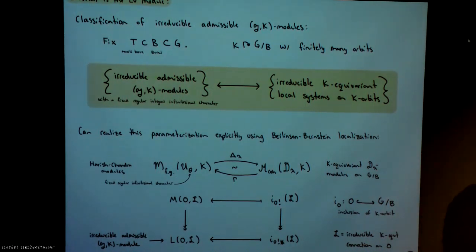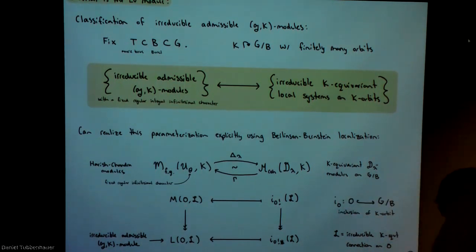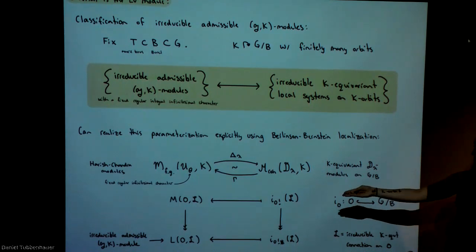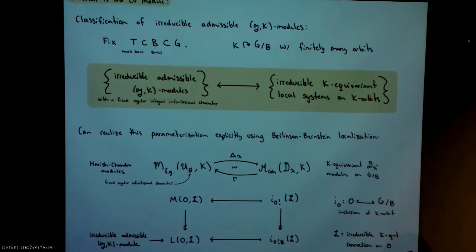We take some local system on an orbit, and we can push it forward in one of two ways for D modules, using either a shriek or a star pushforward. And then these have a unique irreducible quotient or irreducible submodule, and all irreducible K-equivariant D modules are of this form. So we can take this nice D module construction and then take global sections of everything in sight, and these land us with certain irreducible admissible (g,K) modules, and that's how we get them. So this world has a very explicit and nice classification of irreducibles.